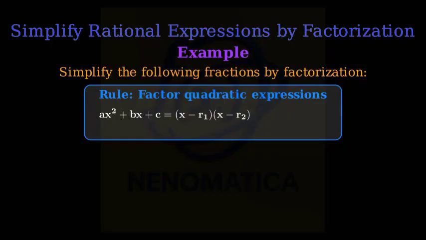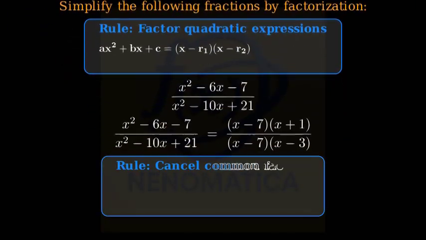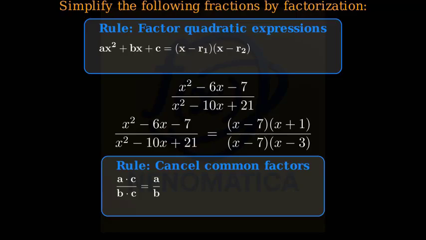Example 1. Step 1. Factor the numerator and denominator of the fraction x squared minus 6x minus 7 over x squared minus 10x plus 21. We factor the numerator into (x minus 7) times (x plus 1). We factor the denominator into (x minus 7) times (x minus 3). Rule: cancel common factors. If a product c appears in both numerator and denominator, we can cancel it, a times c over b times c equals a over b, as long as c is not 0.